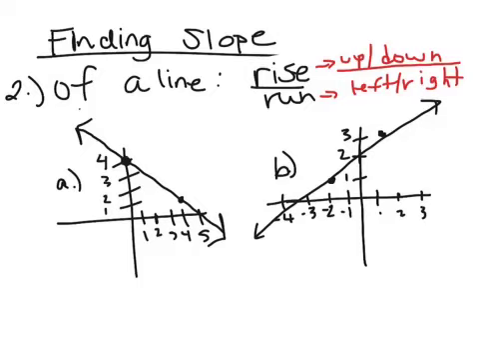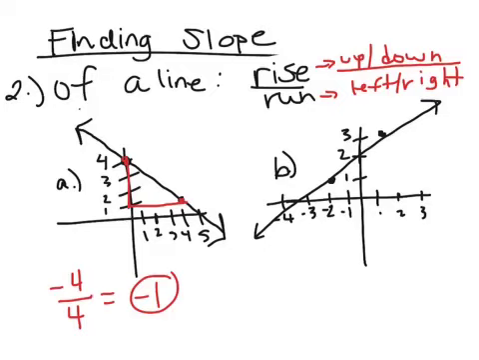So in A, I'm starting at the point 0, 4. To get to my point 4, 1, first I have to, from left to right, starting at the point 0, 4, go down 4. So that means my rise is minus 4, and then I have to run right 4. So that's a positive 4. So my slope is negative 4 over 4, which reduces to negative 1.